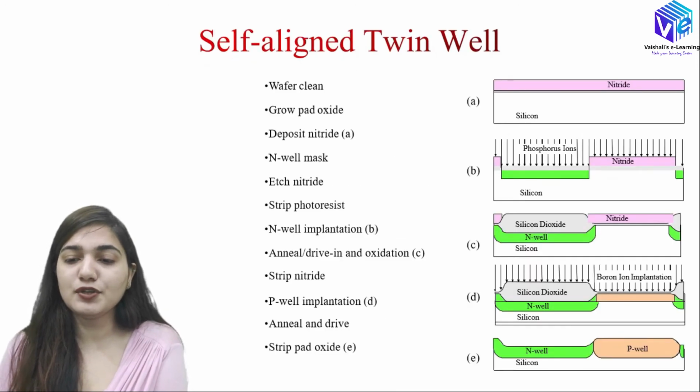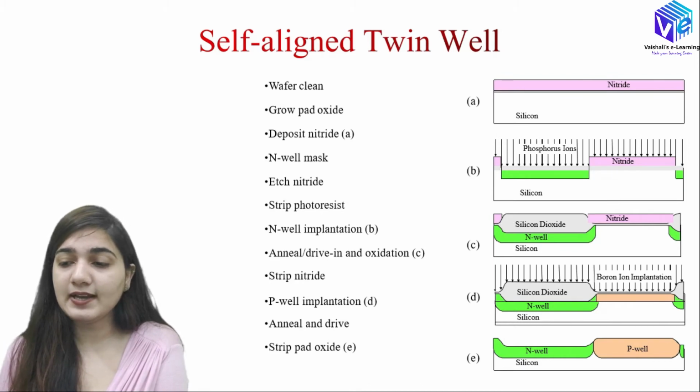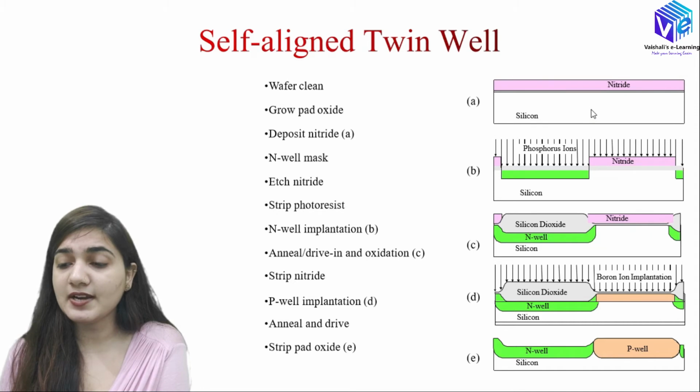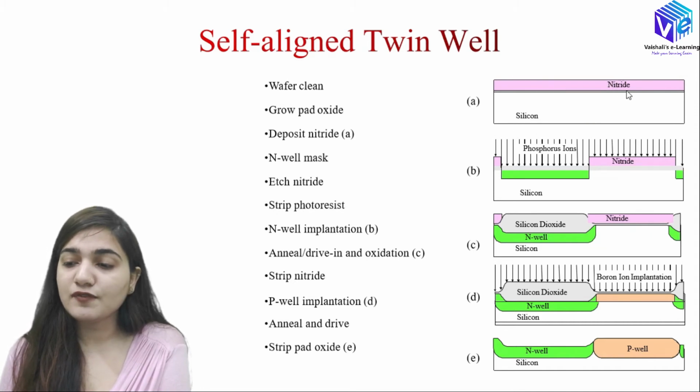So first of all, we are going to clean the wafer. After that, we are going to have a pad oxide layer. After that, we are going to have the nitride layer. We are growing the pad oxide layer below the nitride layer, so that there would not be a pressure that is encountered on the silicon with the help of the denser nitride layer, right? So first of all, we have deposited the nitride over the pad oxide layer. This is represented in this diagram.